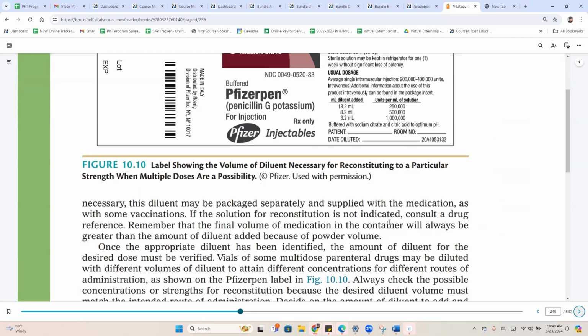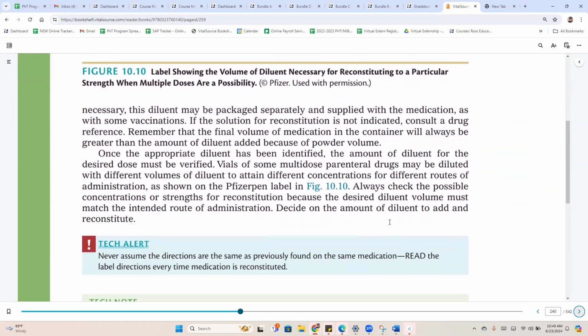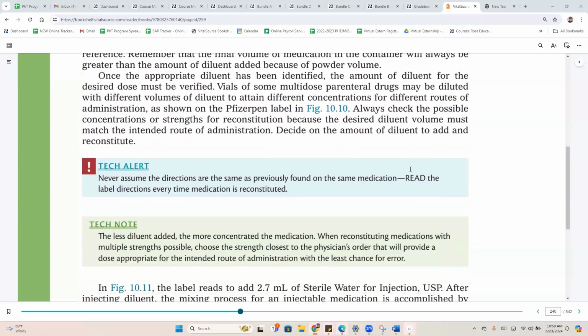Remember that the final volume of medication in the container will always be greater than the amount of diluent added because of powder volume. Once the appropriate diluent has been identified, the amount of diluent for the desired dose must be verified. Vials of some multi-dose parenteral drugs may be diluted with different volumes of diluent to attain different concentrations for different routes of administration. Always check the possible concentrations or strengths for reconstitution because the desired diluent volume must match the intended route of administration. Decide on the amount of diluent to add and then reconstitute.